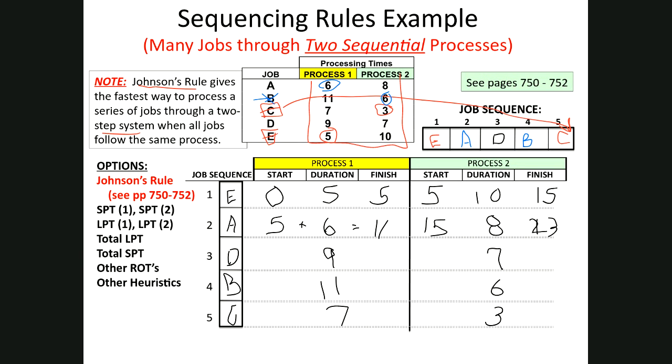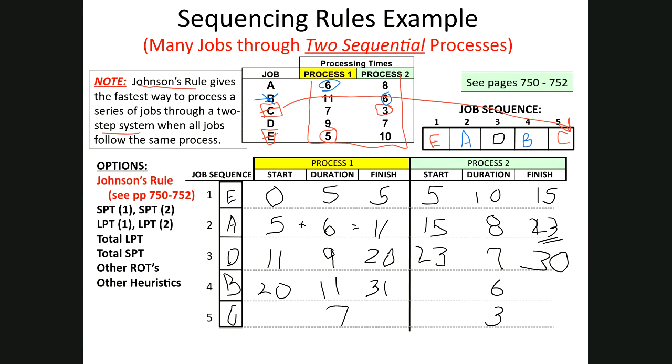Now back to process 1 and job D. It can start right at 11. It finishes at time 20. But again, process 2 is still busy at time 23. So job D cannot start until job A finishes, which is at time 23. And it'll finish at time 30. Job B can begin as soon as job D finishes, so it can start at time 20, but it'll finish at time 31.